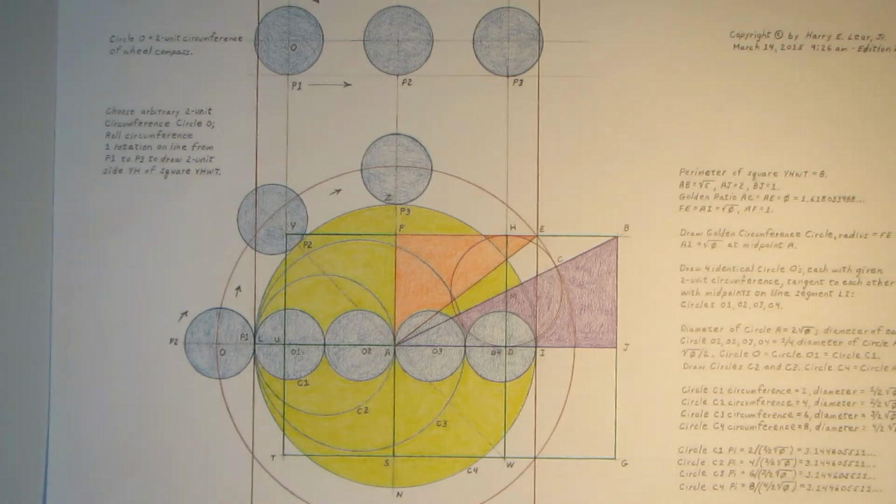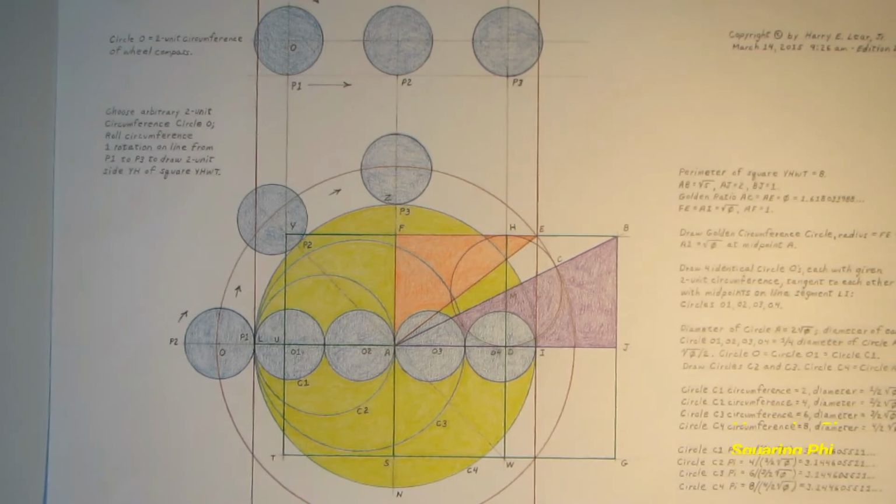This is the first geometric proof that I drew back in August of 2015. So let's get started. Basically what we're going to do is establish a square of a certain perimeter size, draw the golden ratio, get Kepler's golden ratio right triangle, and then be able to draw the circumference, etc.